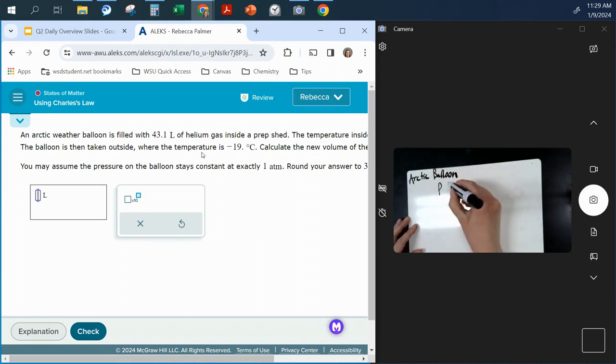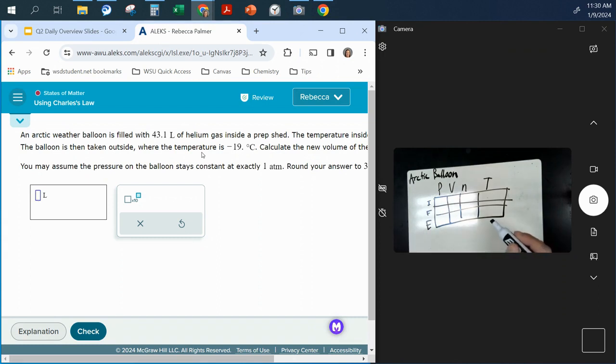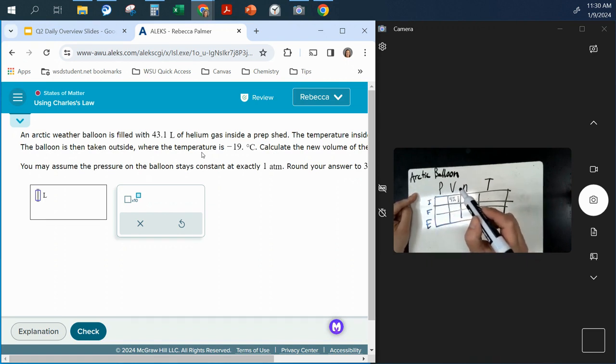So we just have the table up. Let's do the table again. PVNT. Let's make it a little bit bigger. So where did we start? Where did we end? What do we expect to happen? So this one is an initial volume. So our volume is going to change. So we initially have 43.1 as our volume. And then we also have temperature. We fill the balloon and then we don't change the number of moles. And then it's in the same place. It's just atmospheric pressure. The pressure is going to stay constant. Okay, so our volume and our temperature are changing.